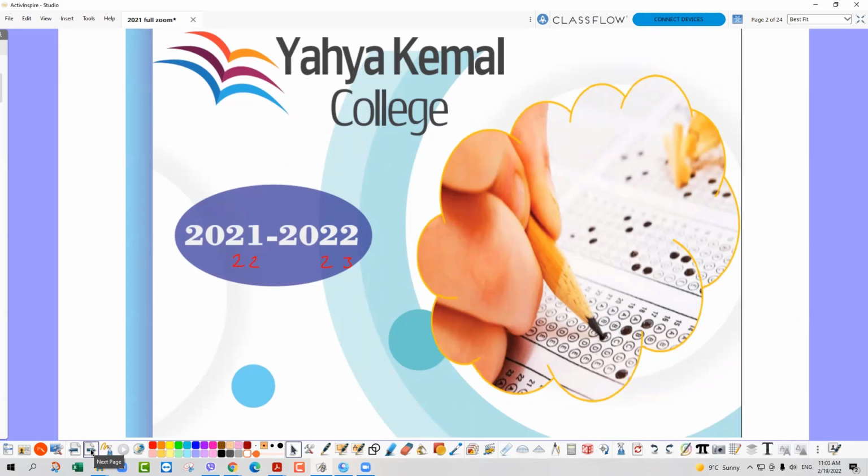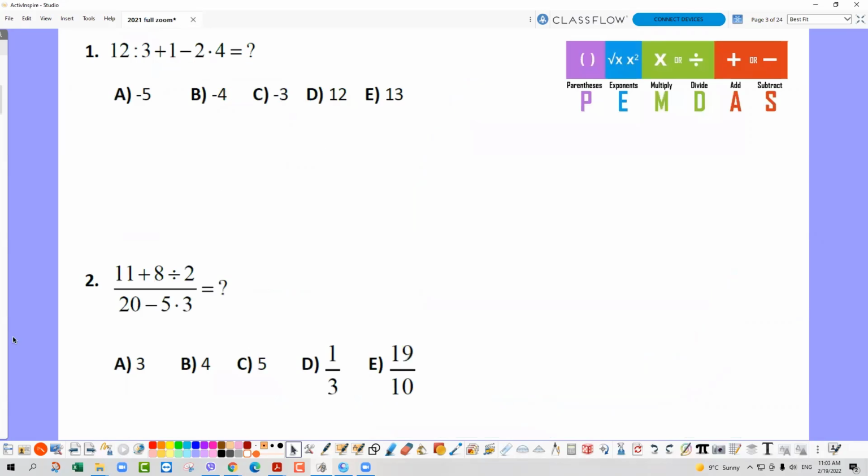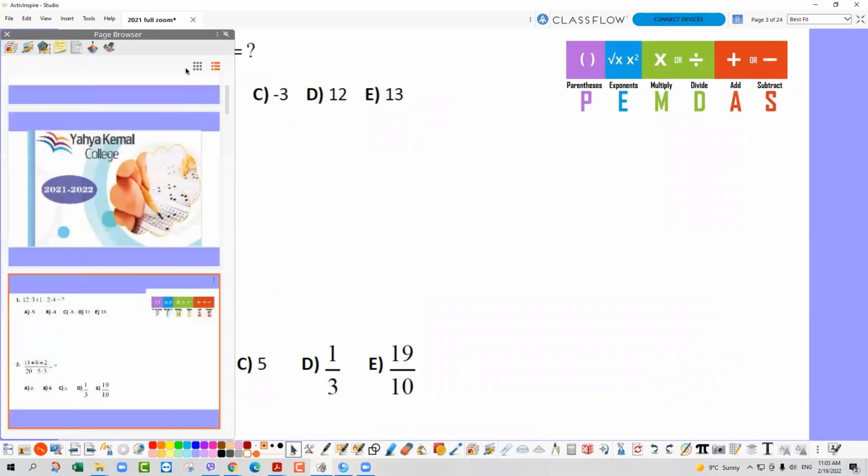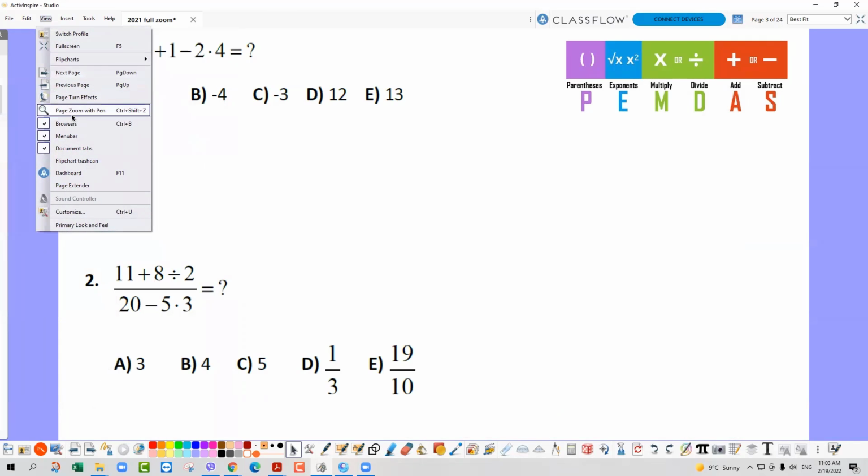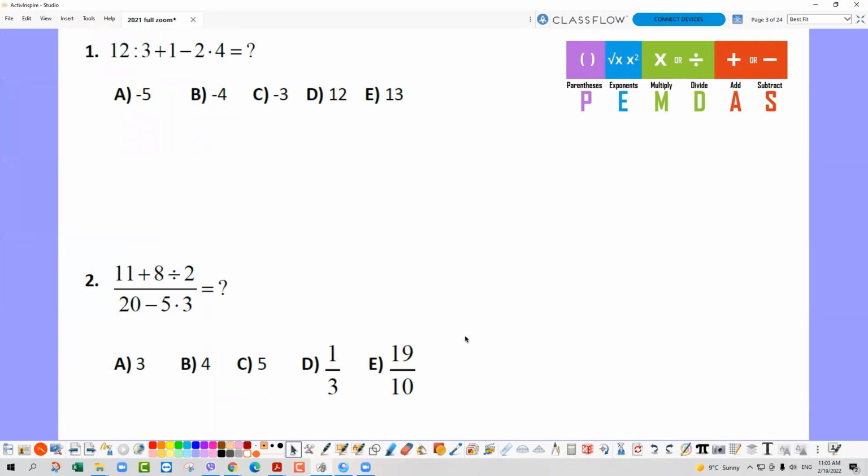Today we are going to have only 12 students for the lesson. Okay, the first one here is about the PEMDAS rules. If you remember, we talked about the PEMDAS rule before.